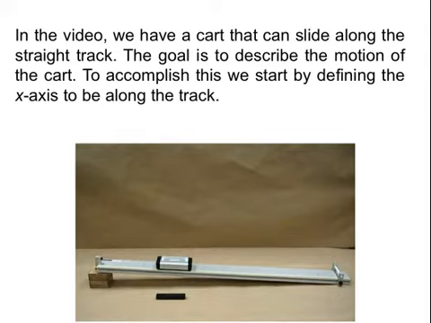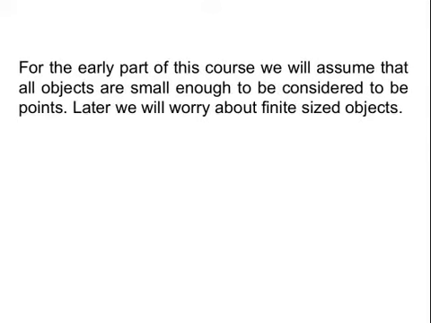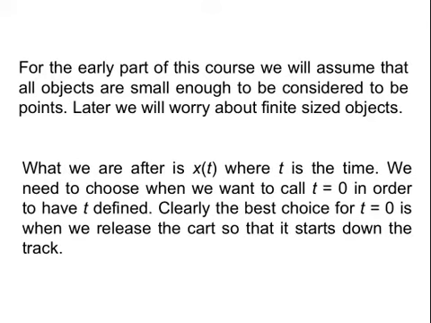In the video, we have a cart that can slide along a tilted, straight track. The goal is to describe the motion of the cart. To accomplish this, we start by defining the x-axis to be along the track. We could paint a spot on the cart. Since the cart is not a tiny point, it is really the position of that point which we will be describing. For the early part of this course, we will assume that all objects are small enough to be considered to be points. Later, we will worry about finite-sized objects.